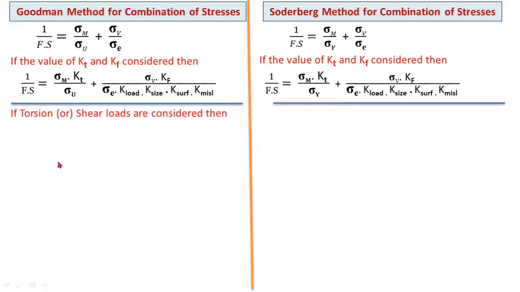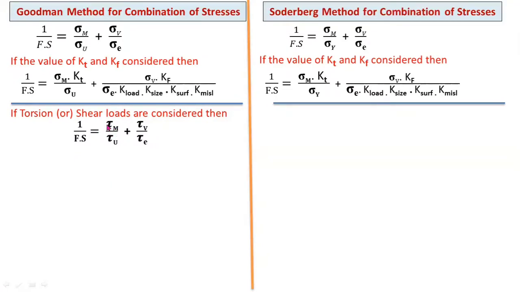If torsion or shear loads are considered, torsion means torque or twisting moment. If you are considering torque and shear loads, then the formula is 1 by Fs equals tau m by tau u plus tau v by tau e. This is the formula for Goodman's method.